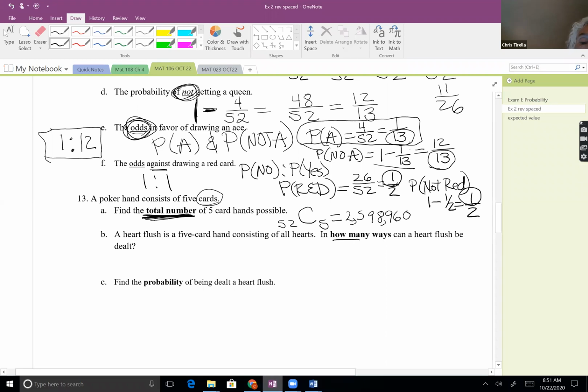How many ways can I get 5 cards that are just hearts? Cards are combinations. I'm choosing 5. But if I want it to be a heart, is everybody all right? There are only 13 hearts in my deck. If you're not sure of that, you can look at that picture of cards and count the hearts. So that'll give me 13 combination 5, which is 1287.